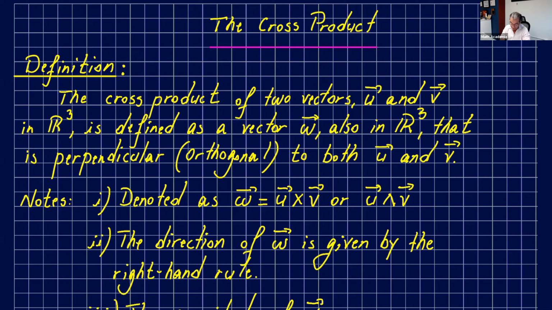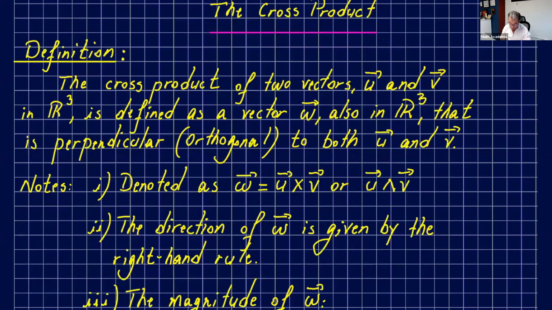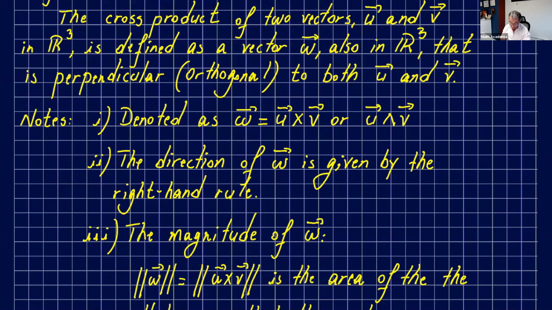The cross product of two vectors, u and v, in R3, very important, so the cross product works only in R3, is defined as a vector w. Just remember, it is a vector, not like the dot product. It's not a scalar. And w is also in R3, that is perpendicular or orthogonal to both u and v. And we're going to see what that means. Now, the way you write the cross product is w is u cross v. That's how you say it, or sometimes you might see this notation in some books.